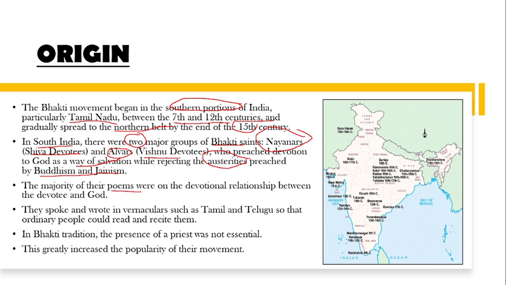The majority of their poems were on the devotional relationship between devotee and God. They spoke and wrote in vernaculars such as Tamil and Telugu so that ordinary people could read and recite them. In the Bhakti tradition, the presence of a priest was not at all essential. This greatly increased the popularity of the movement. The priest's role was very limited because it was a race against Buddhism and Jainism, so they wanted to simplify the religion and the bhakti between the devotee and God as much as possible.